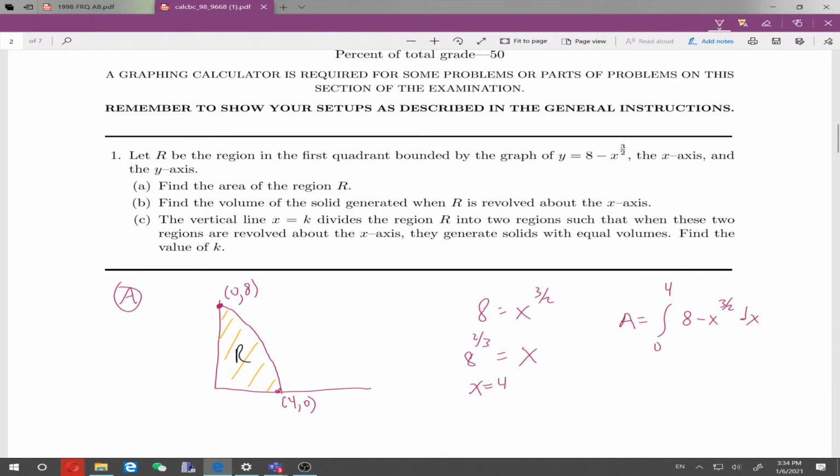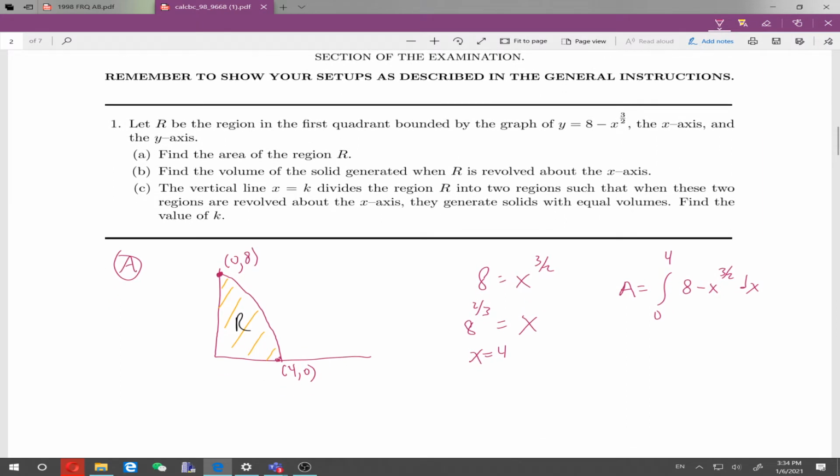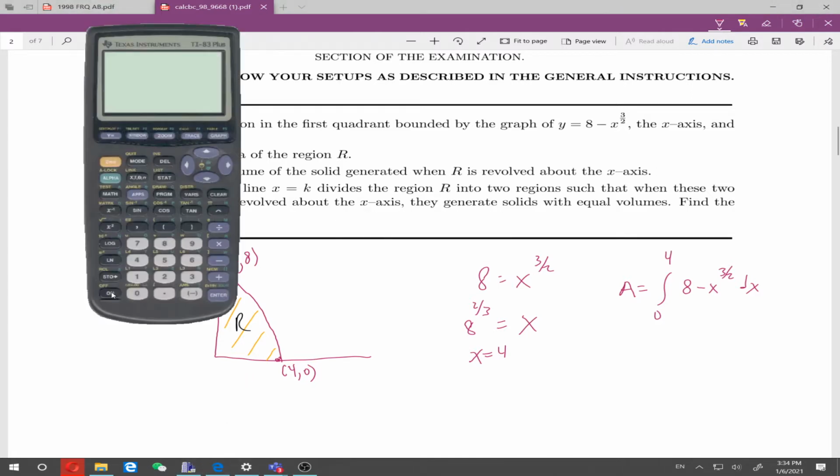Okay, let me check really quick. A graphing calculator is required for this, so we do have access to a graphing calculator. So let me go ahead and run that really quick. I'm going to throw this into our y equals section, just so I can save it for later. This is 8 minus x to the 3 halves power, and we can cite that later on as y1.